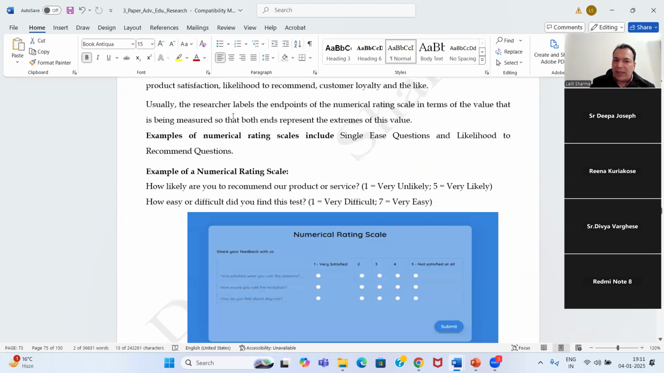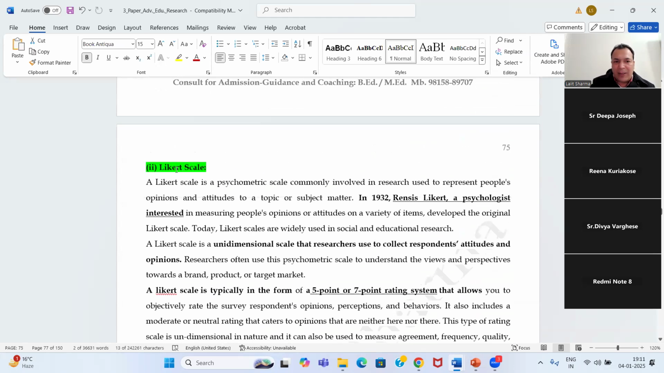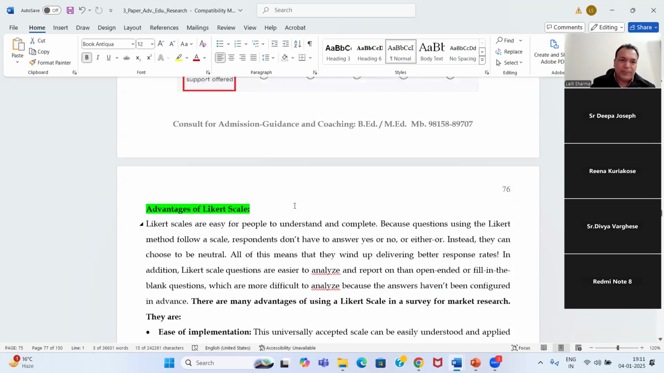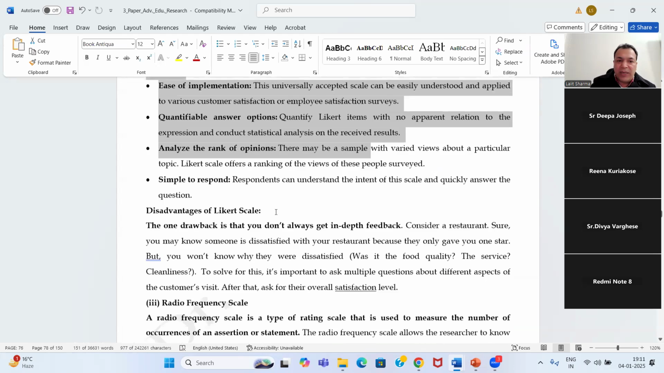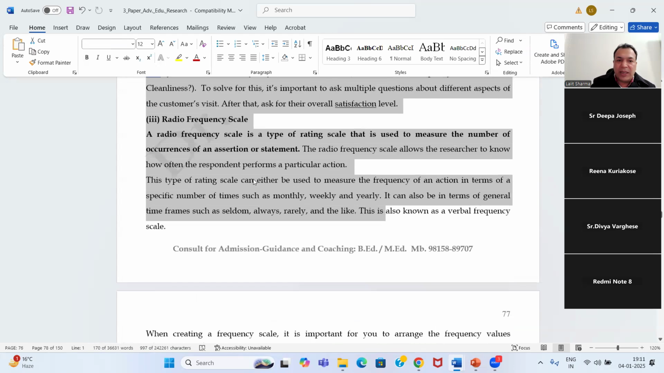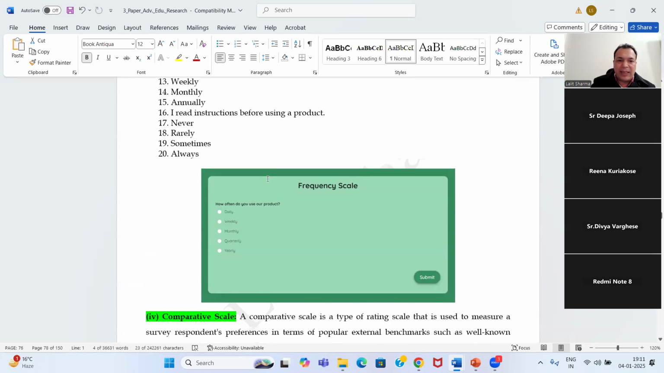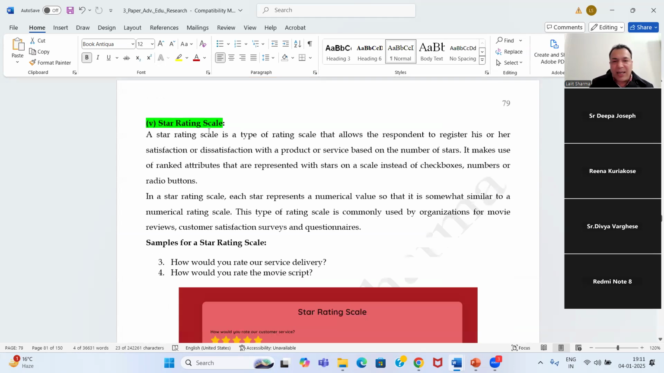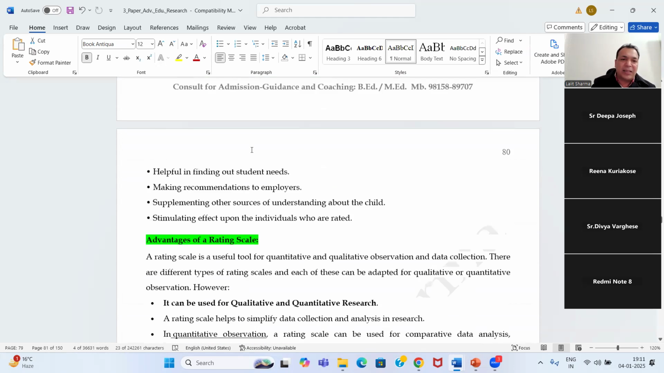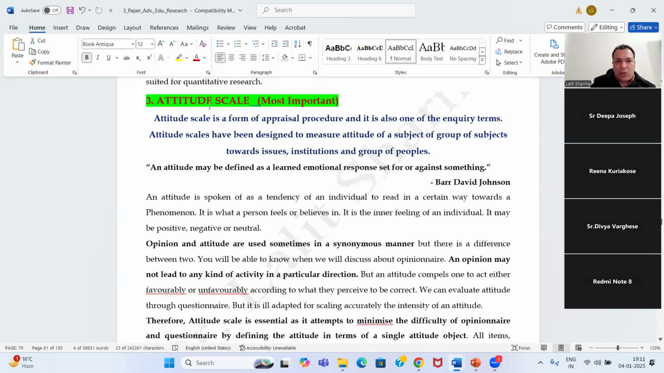Rating scales आ गया, ये देखो, numerical scales we are done. Likert scale. Sometimes questions come on the Likert scale, full-fledged questions. ये देखो, then you have to elaborate the Likert scale, then advantages of a Likert scale, disadvantages of a Likert scale, then radio frequency scale, multi checkbox scales, star rating scale, है ना, we are done in the first question. That came in the last year paper. ये देखो, attitudinal scales, most important I have written. Then go for it and learn it.